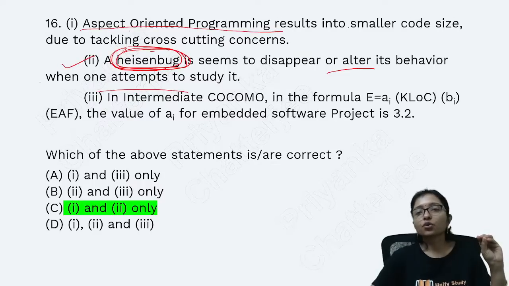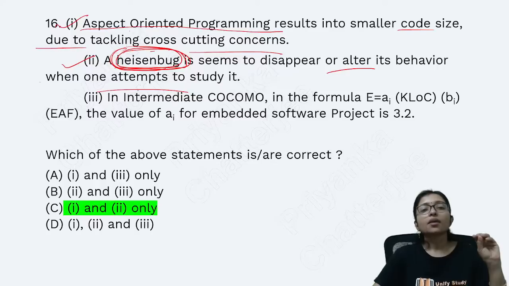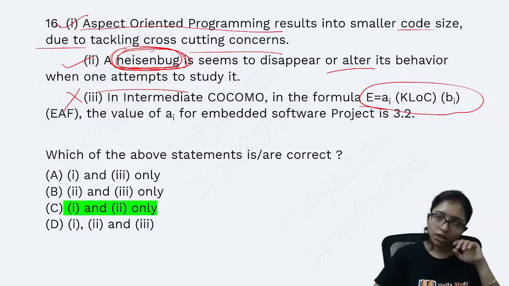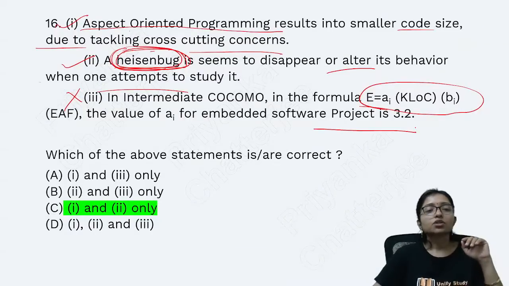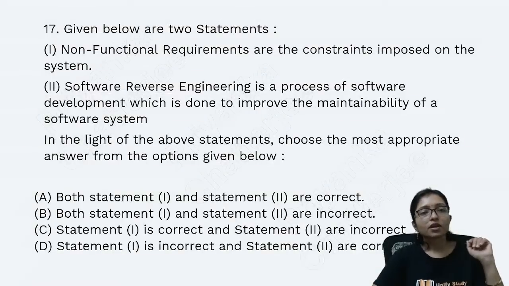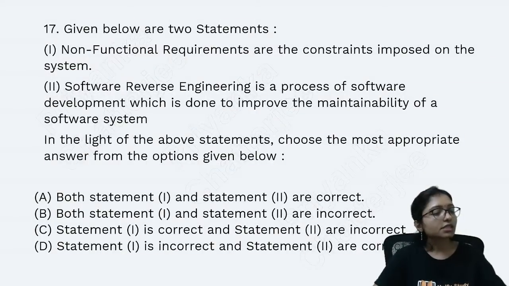And aspect programming for smaller code size is tackling crosscutting concerns. This is also correct. But for intermediate COCOMO, this formula is completely wrong for this project, so that's why this is wrong. Options 1 and 2 are the correct answer. Now you can tell me what is the answer for this one.